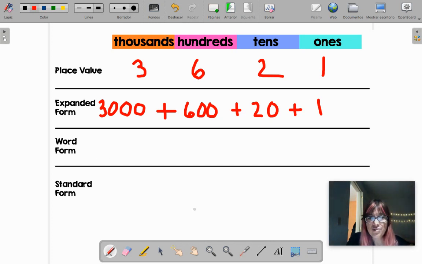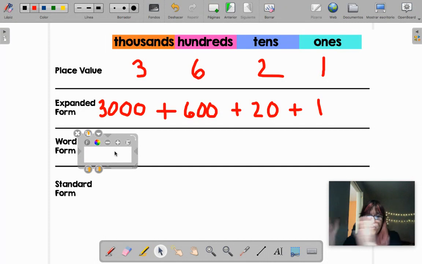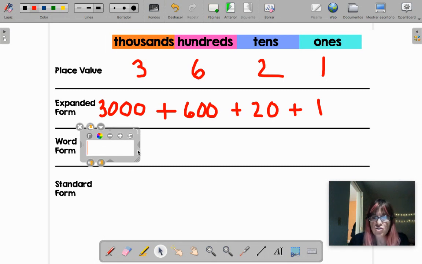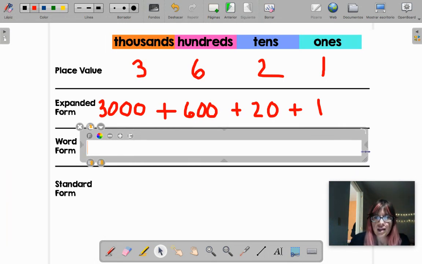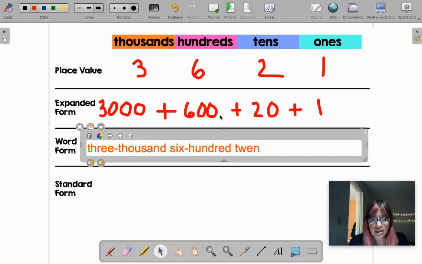And now the word form, that's what we learned today. So let's write the word form. And for this part, you can go back to your chart to copy the words. I'm going to do it fast so you can go and work, but yes, you can go and copy. Okay? So the word form is the same that you see here. It's 3,000, so put 3,000. Then it's 600, 600, and then it's 21.